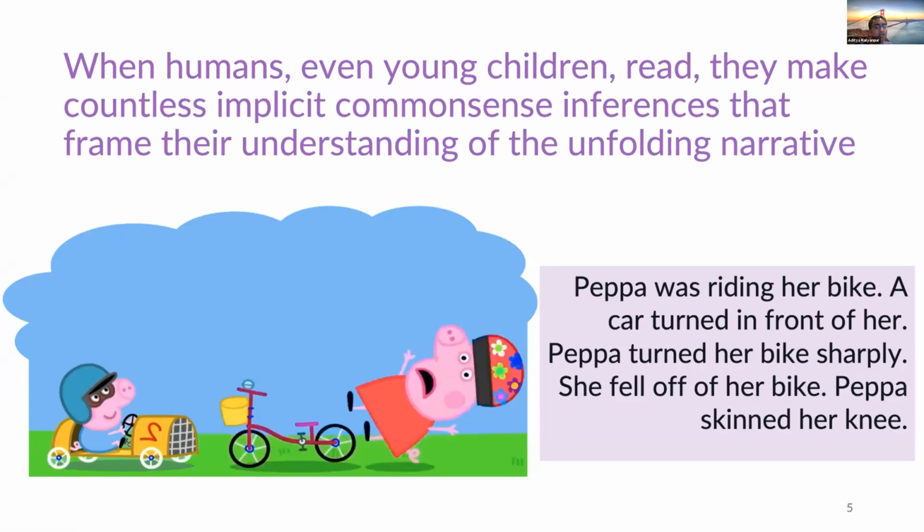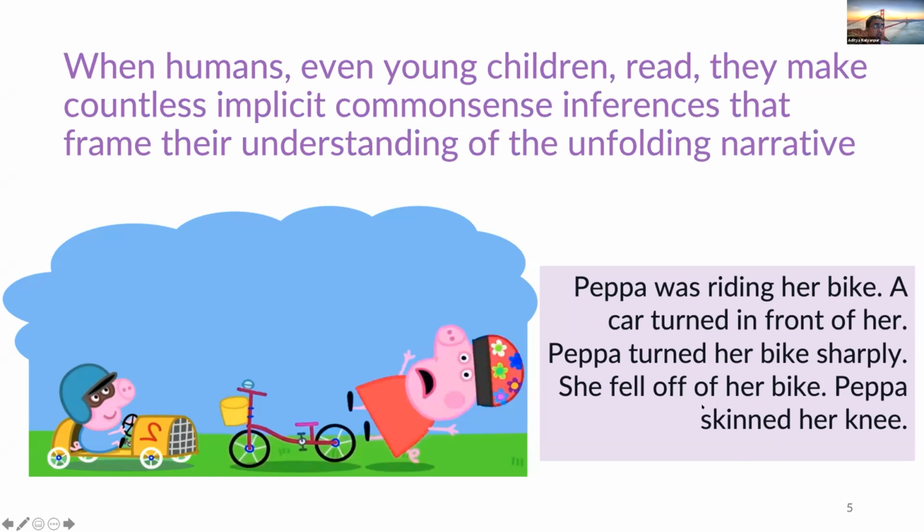And so coming back to this ROCStories Cloze Test problem, let's look at another example from the ROCStories, and think about what humans do when we read these stories. So here's a ROCStory. Actually, we changed the name in the story. We made it Peppa Pig just for fun. The original story had a different character name, but let's say this is your story. Peppa was riding a bike. A car turned in front of her. She turned her bike sharply. She fell off her bike and she skinned her knee, right?